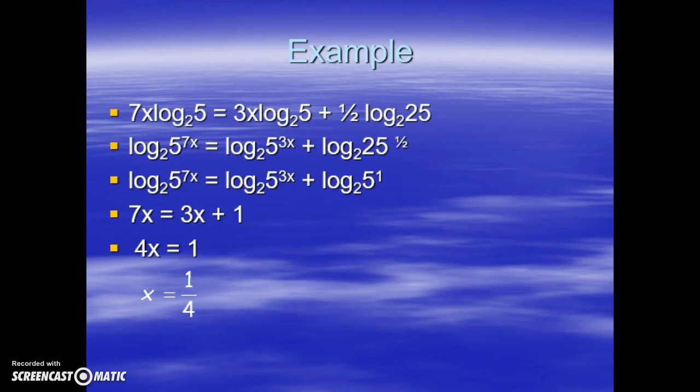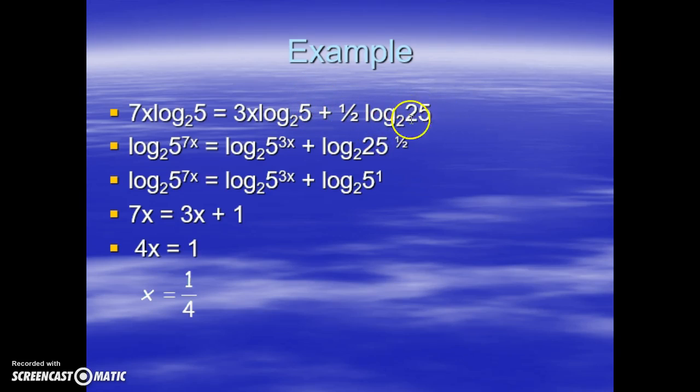So pretty straightforward. Here's one where we're going to have to do several things. We're going to have to use a lot of those log properties to condense this down where we can actually get things set equal to each other. So here I have 7x log base 2 of 5 equals 3x log base 2 of 5 plus 1/2 log base 2 of 25. So I can pop the 7x up and make it the exponent of 5. I can pop the 3x up and make it the exponent of 5.